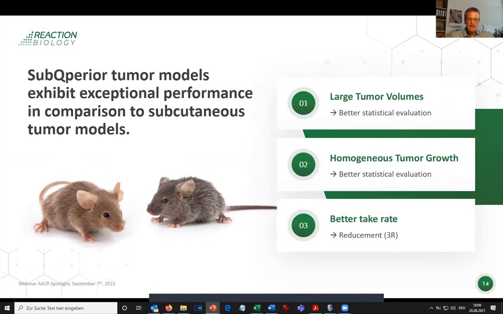SubQperior tumor models are based on tumor cell implantation into the mammary fat pad. This alternative implantation method results in larger tumors and homogeneous tumor growth, which increase the statistical significance of test results. Also, the take rate is much improved, which allows a reduction of the number of mice we need for our studies.